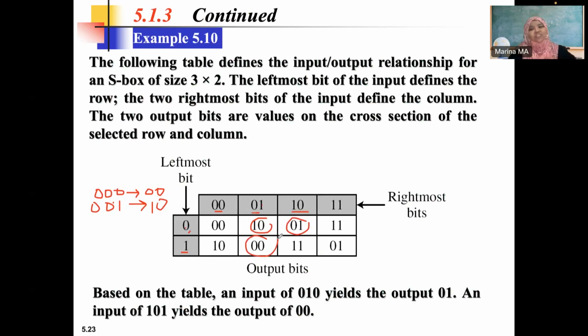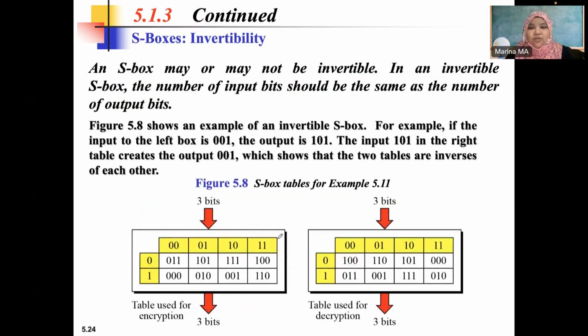Okay, let me ask you a question. Is the S-box invertible or non-invertible? What do you think? Okay, keep in mind, think about it. Let's go on to the next slide. Here. An S-box may or may not be invertible. It depends on what kind of box you have for the S-box.